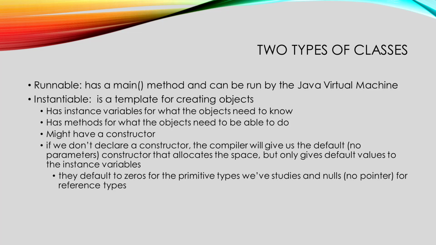So now we have two types of classes. A runnable class has a main method, and that means that it can be run by the JVM. An instantiable class is a template for creating objects. It contains instance variables that each object gets a copy of, and methods for the actions the objects need to be able to do. If you want to initialize some of the values when you create a new object, we'll build a constructor. If we don't do that, the default constructor will allocate space for the object and initialize all the instance variables to 0 for primitive types and null, meaning no pointer, for reference types.